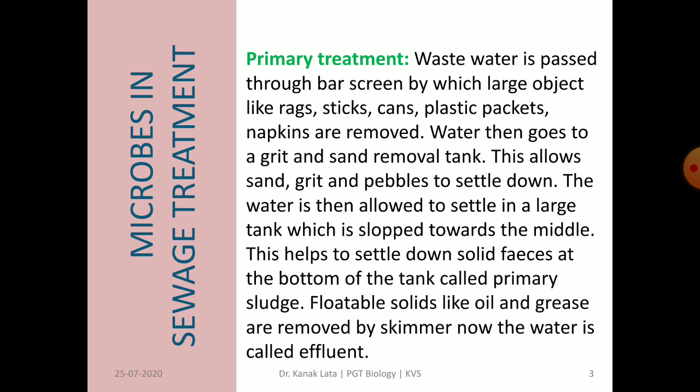Further, water is allowed to settle in a large tank which is sloped towards the middle, which helps to settle down solids at the bottom of the tank. And this is called primary sludge. Why is it called primary sludge? Because it is obtained after the primary treatment, and sludge is the solid waste. Finally, floatable solids are removed by a skimmer. What are the floatable solids? They are like oil and grease. So they are removed by the skimmer. Now this water is called effluent.